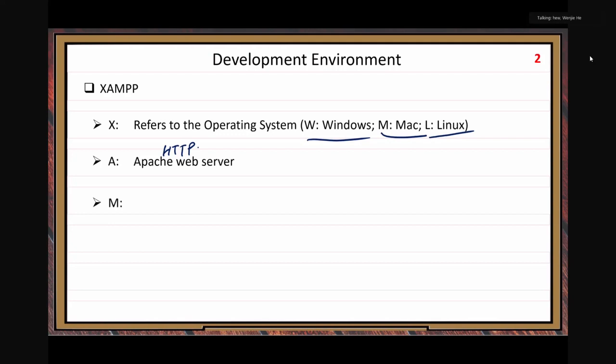Then, our database management system. We need to use one for this class. Not just for web programming, we also need it to run our queries. We need a DBMS to run our queries. So this M is our DBMS, MySQL. The MySQL database runs on the database server.